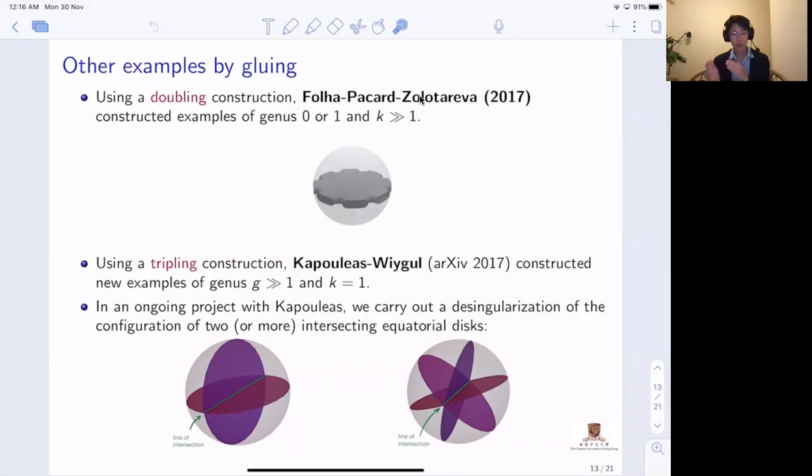So in an ongoing project with Kapouleas, we're also trying to do some less symmetric desingularization method. For example, if you look at the intersection of 2 disks, then they will intersect along a line, right? So we would like to desingularize along this line. We can also consider more than 2 disks, symmetrically arranged about the origin, which intersect along a line. Okay? So this will need the model of higher order Scherk to desingularize the picture.